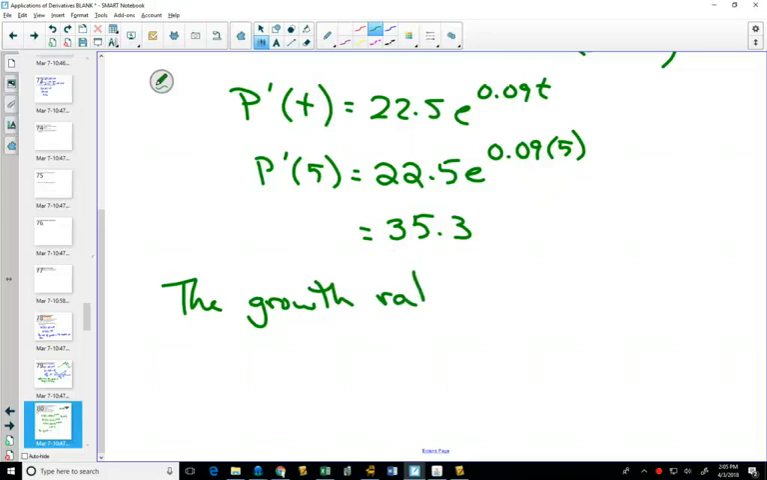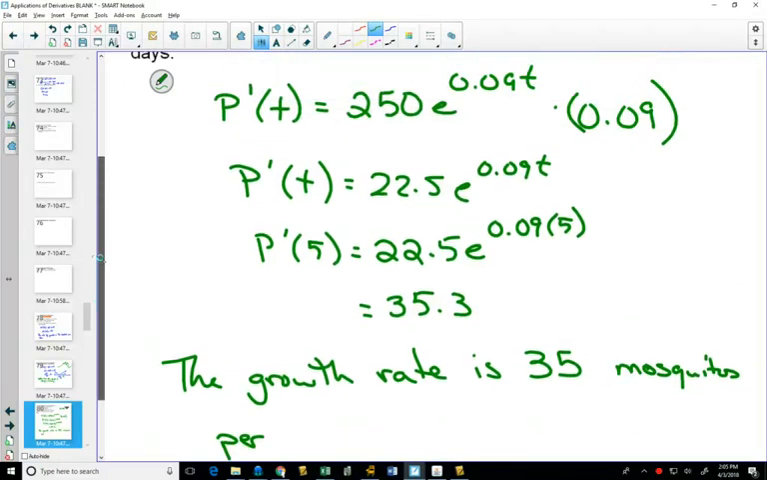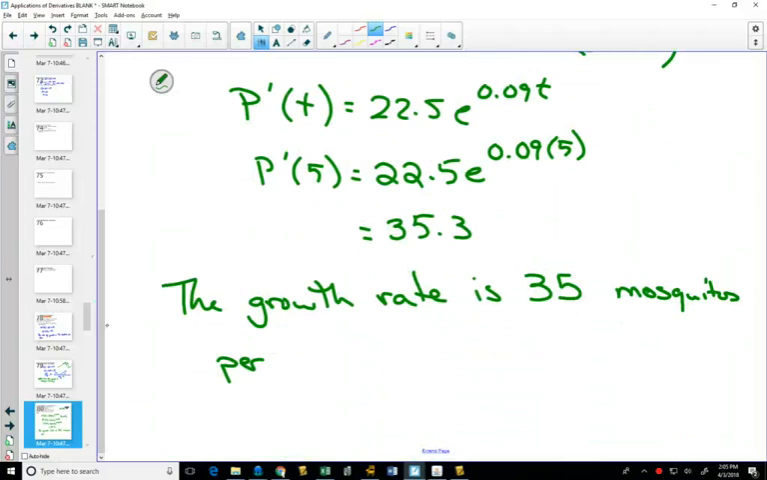45. So we were finding growth rate. I will round it to the nearest mosquito. Oh, come on. You get a point. You made it. 35 mosquitoes per, and what was our time measured in? Days. If there was only 35 more mosquitoes per day in Winnipeg, I think we would be doing very, very well this summer. Yes, I think.